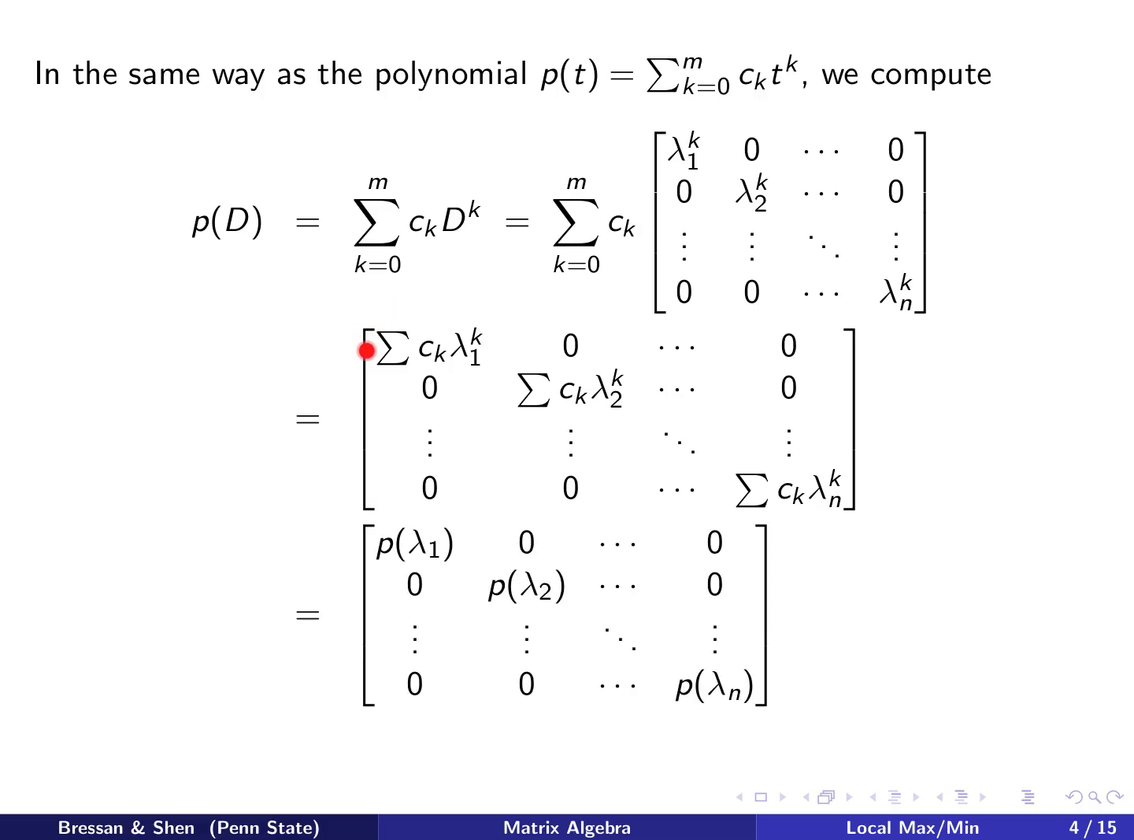And then we recognize that a summation like this is exactly the polynomial of lambda 1, so p of lambda 1, and that's p of lambda 2, and that will be p of lambda n. So this becomes again a diagonal matrix where the diagonals will be the same polynomial function p of the lambda i's along the diagonal.